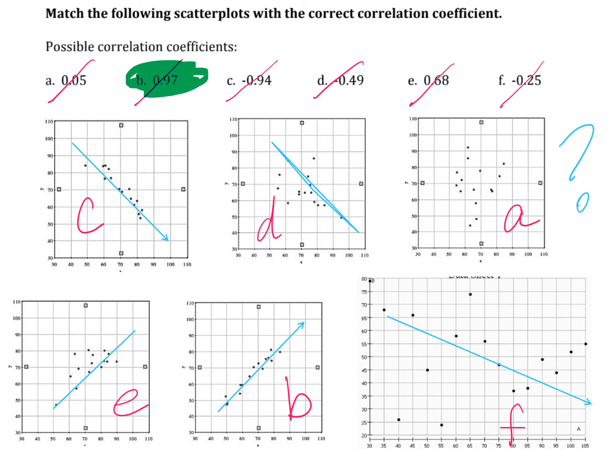And then next I looked at part C. I got that negative 0.94. So again, I knew those dots were going to be really close together, but this time they were going to be going down the hill. So that's what drew my attention to that very first graph.